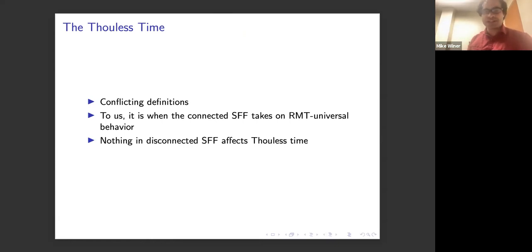Okay, and then the one last preliminary thing I want to get over is arguing about the definition of the Thouless time. So different people define it different ways. I don't mean to harsh anyone else's definition, but the definition we're going to use is when the connected SFF starts looking like the RMT, the random matrix theory universal answer. So it doesn't have anything to do with the disconnected SFF. It's just when does the connected SFF look like random matrix theory? So are people following what I'm saying so far?